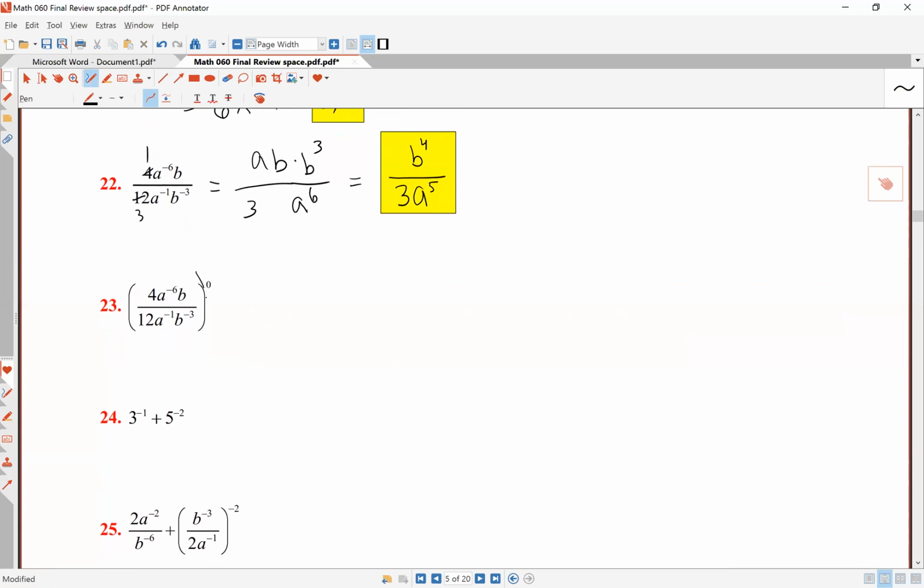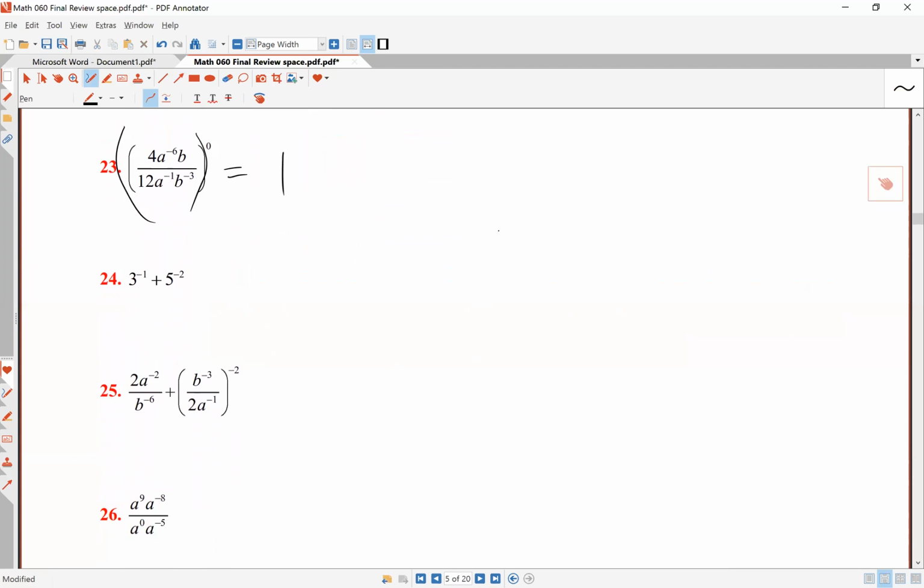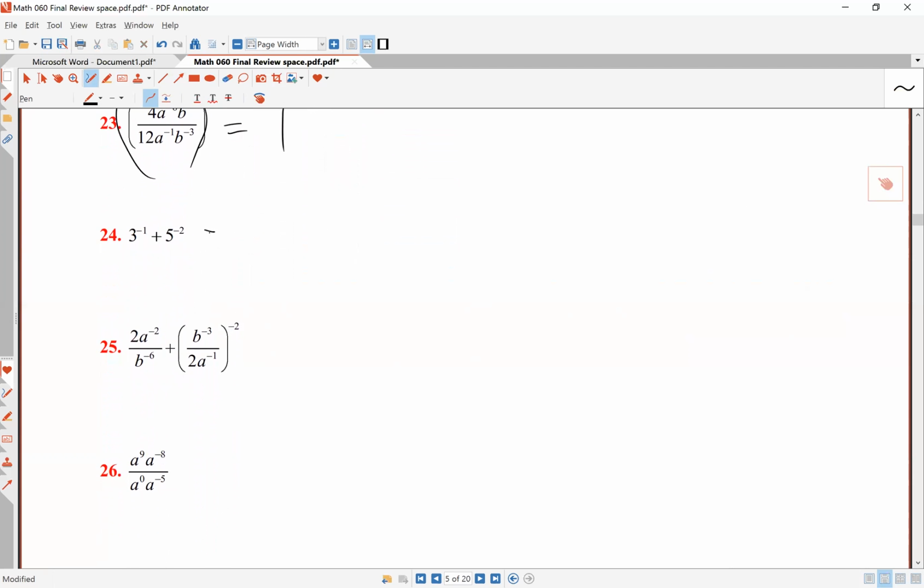'23 is an easy one. Anything to the 0 power is just 1. That 0 is on the outside of everything in there. 24, 3 to the negative 1 is 1/3. 5 to the negative 2 is 1 over 5 squared. That's 1/3 plus 1/25. LCD is 75. So that's a 25 top and bottom to get 75, and that's a 3 top and bottom to get 75. So we have 25 plus 3, which is 28 over 75.